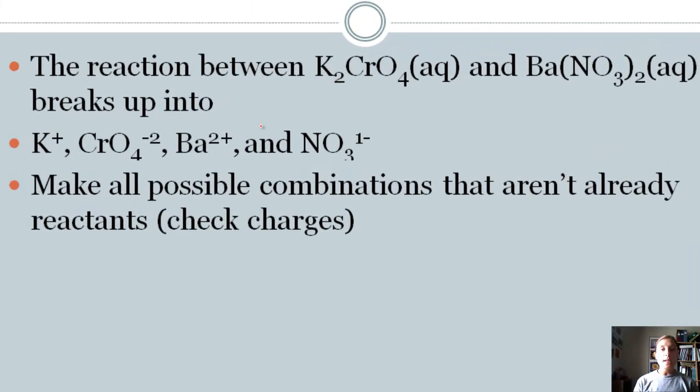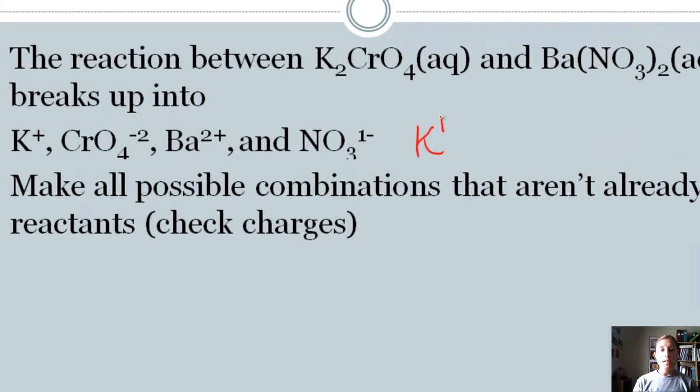So, for example, if we take our potassium ion, well, it's already mixed with the chromate as a reactant, so we need another anion for it to go with. The only one is the nitrate. And I like to write the charges because that helps me ensure that I'm writing a neutral compound. If potassium is +1 and nitrate's a -1, then it's neutral.